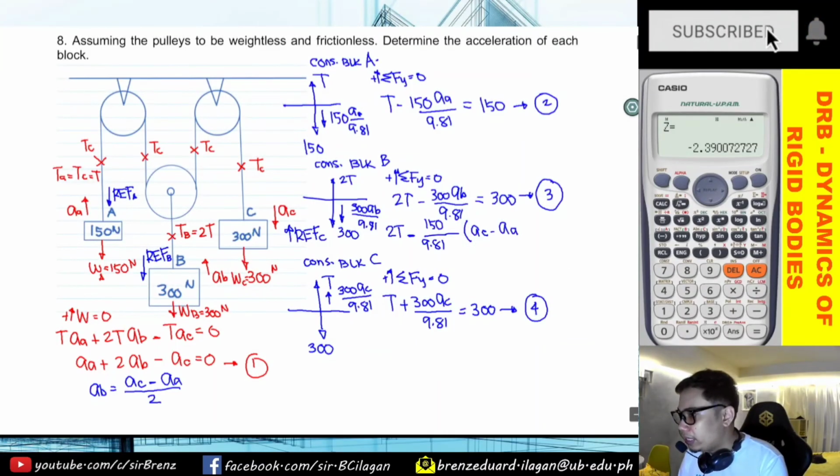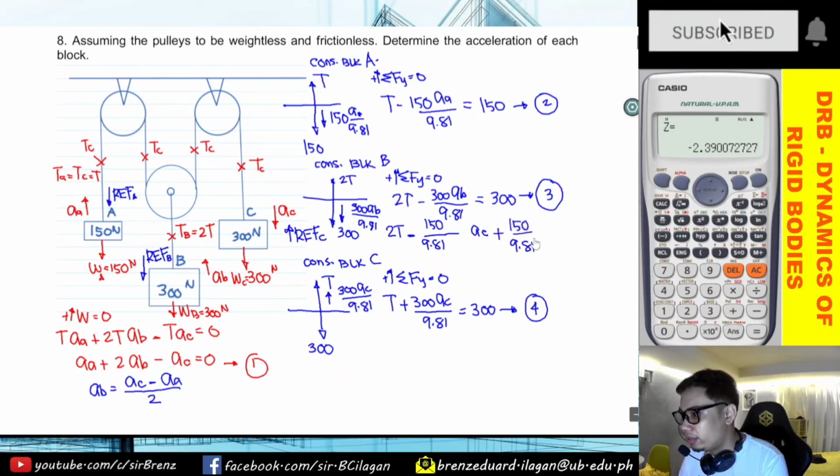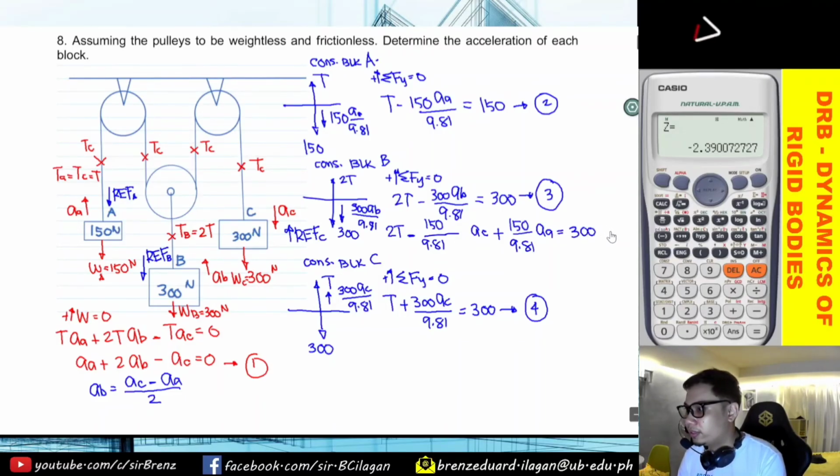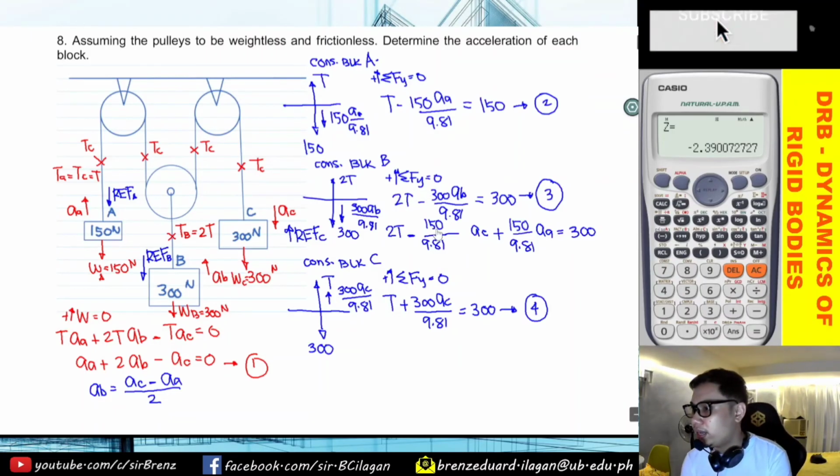Magiging positive lang to kasi negative, so 150 over 9.81 times A sub A. Wag malilito doon guys ha. Nag-distribute property lang tayo, algebra lang yan. So equals to 300.